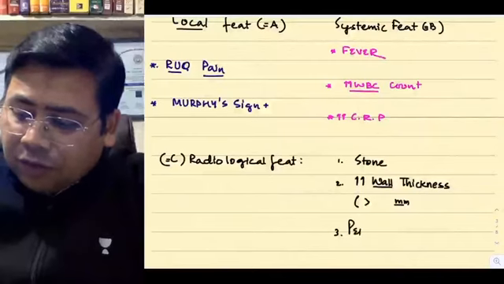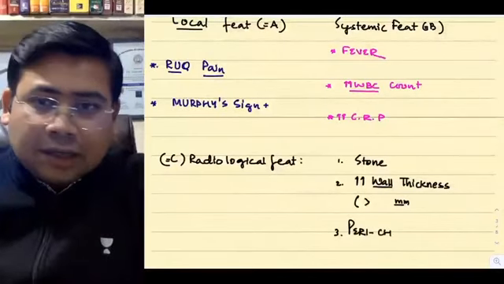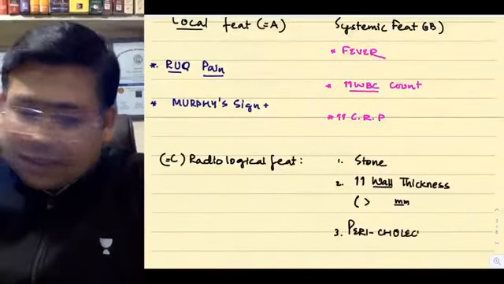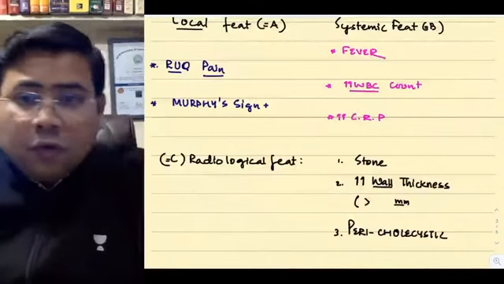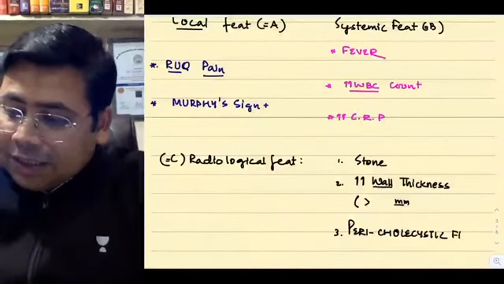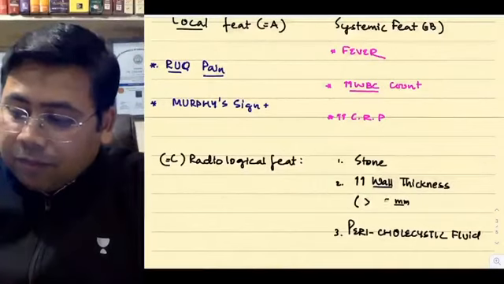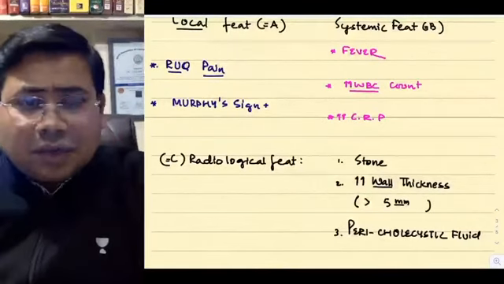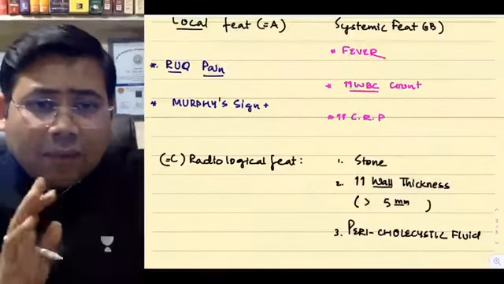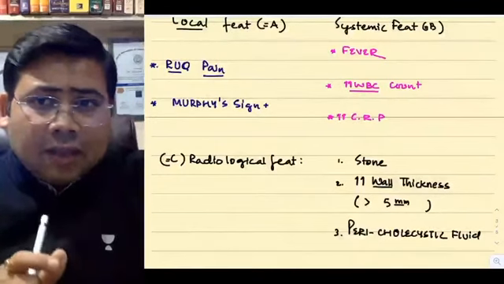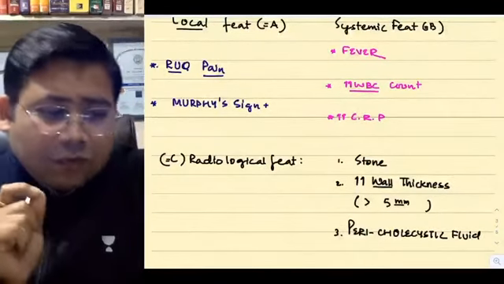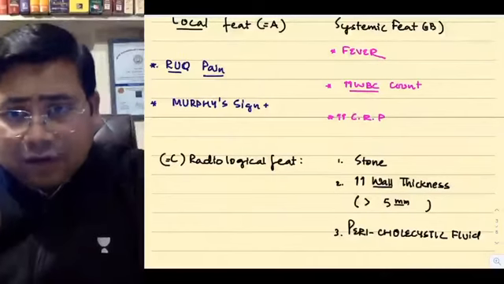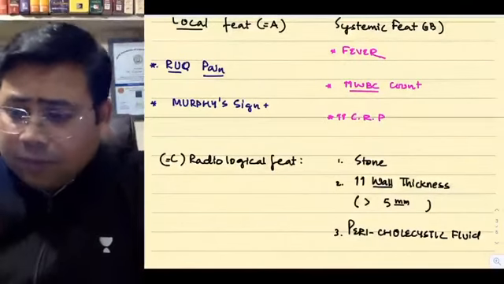Pericholecystic fluid, collection of fluid. No Naveen, no Gaurav, it's not this. Yes, it's 5 mm. It's not 3 mm. More than 5 mm is considered significant. So wall thickness more than 5 mm is considered significant. Is that clear?